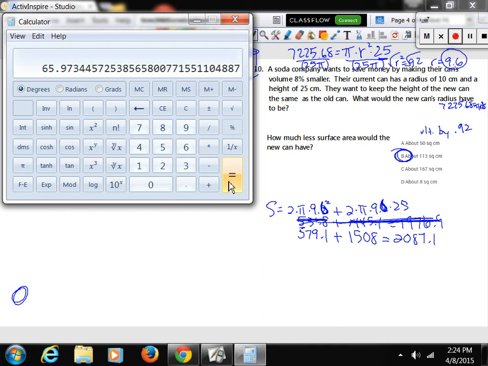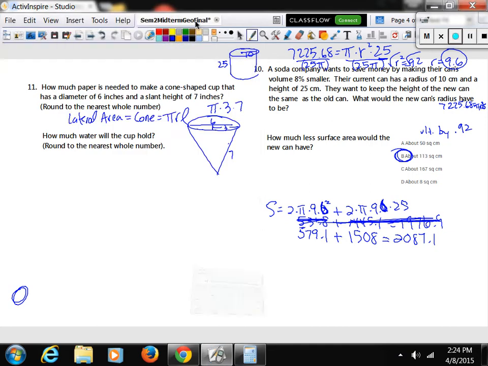You get 65.97, which would round up to 66 to the nearest whole number. So this is approximately 66. And that would be in square inches.